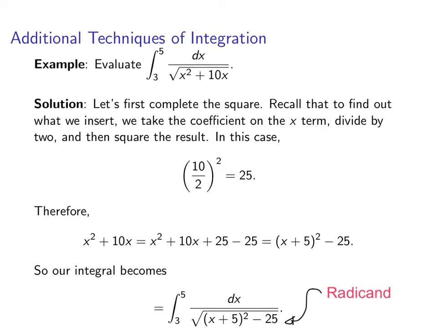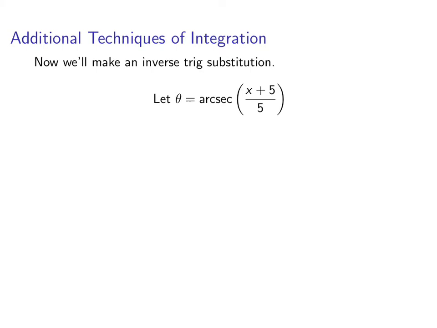Okay, so let's worry about evaluating this integral. So now we're ready to make an inverse trig substitution because now our radicand is in the shape of something squared minus something squared. All right, so that tells us to make an inverse secant substitution because it's a variable squared minus a number squared. Now in this case the variable is x plus 5. That's okay. Works out just fine.